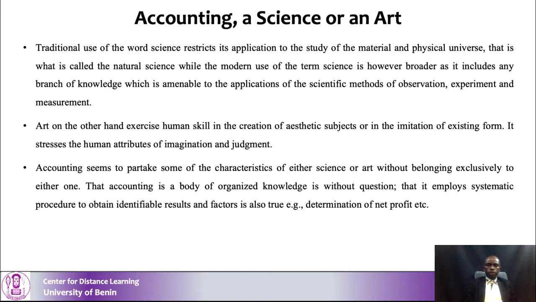So, from that background, we conclude that accounting is neither purely a science nor an art. Accounting seems to partake of some characteristics of either science or art without belonging exclusively to either one. That accounting is a body of organized knowledge is without question. That it employs systematic procedure to obtain identifiable results.